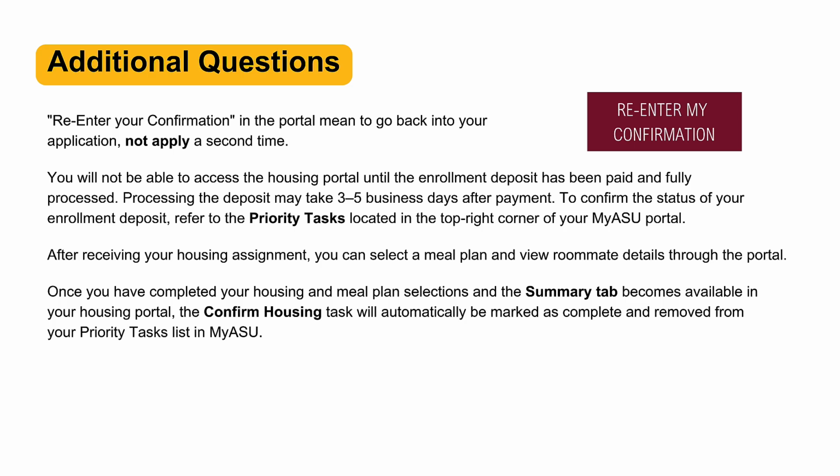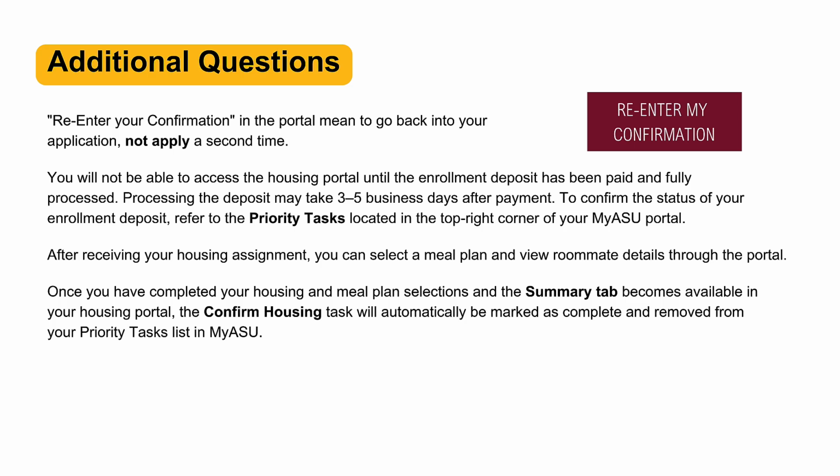Additional questions. We want to make sure to mention that when you click on the Re-enter your confirmation button in the portal, it means to go back to your application and not apply a second time. You will not be able to access the housing portal until the enrollment deposit has been paid and fully processed. Processing the deposit may take 3 to 5 business days after payment. To confirm the status of your enrollment deposit, refer to the priority task located in the top right-hand corner under your My ASU portal.